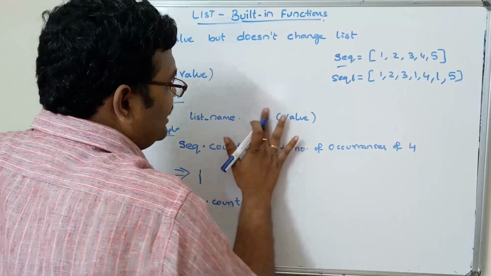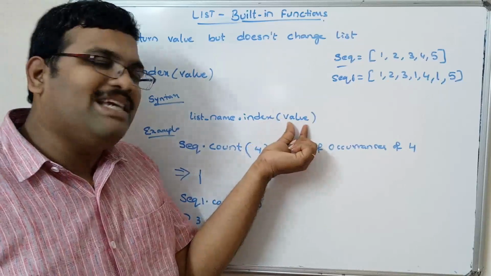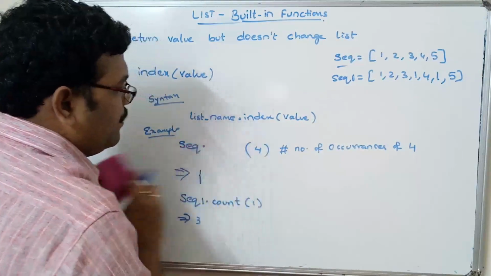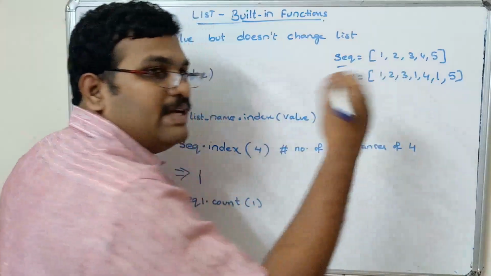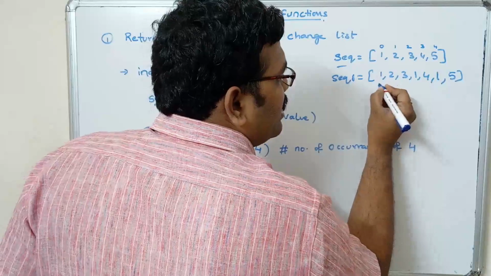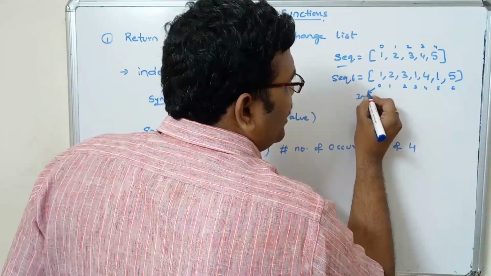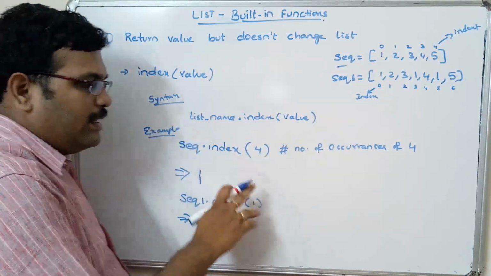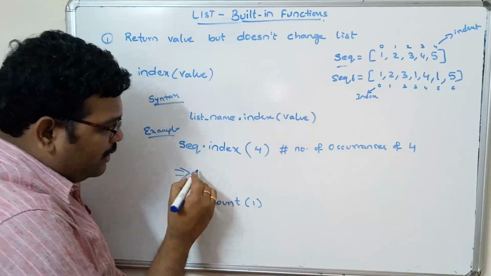Here also the same syntax: list name dot index of value. So it will return the index of the given value, the one which appears first in the given sequence. Let me explain. Index of 4. As we discussed in the previous session, the index values always start from 0. So this is the 0th index, first index, second index, third index and fourth index. Here it is 0, 1, 2, 3, 4, 5, 6. These are the index positions for this list, and these are the index positions for the other list. Now we want the index value of 4 in the list sequence. What is the index value of 4? 3. So it will return 3 as a result.